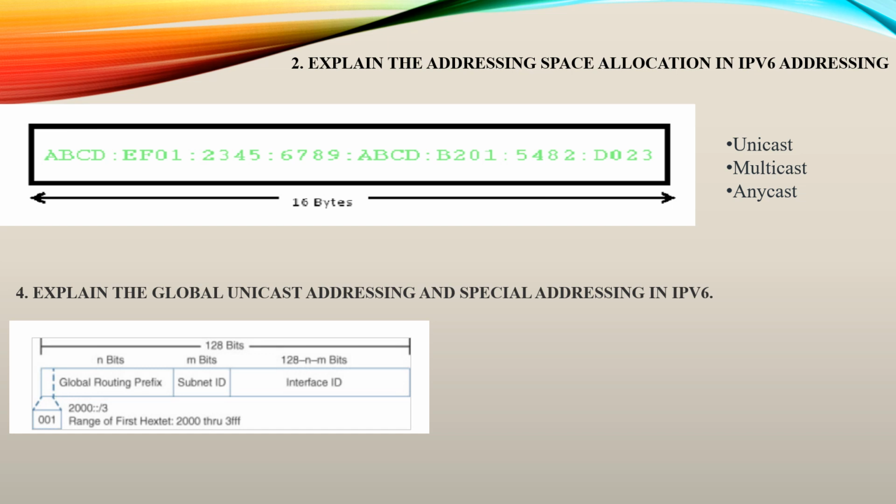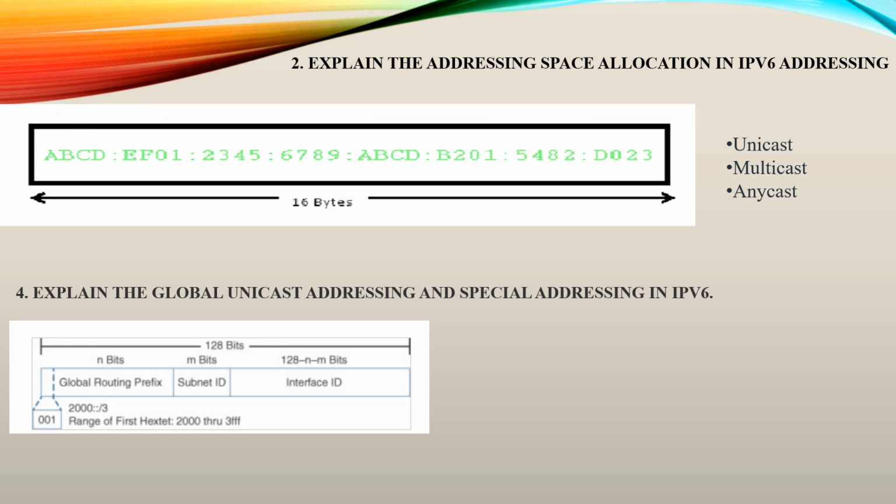And this is the address space allocation. You have 16 bytes of data allocated for the addresses, and this is in decimal notation. You have different notations: slash notation, hexadecimal, dotted notation, all those. So we use this notation to represent the address space in IPv6. With this you can explain the answer completely in detail.